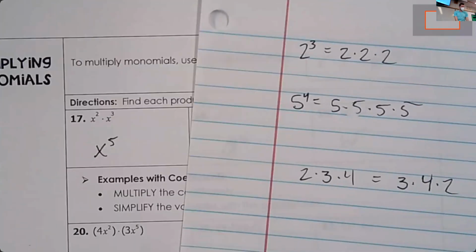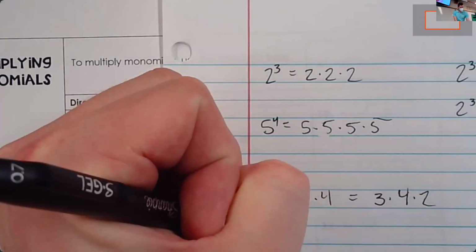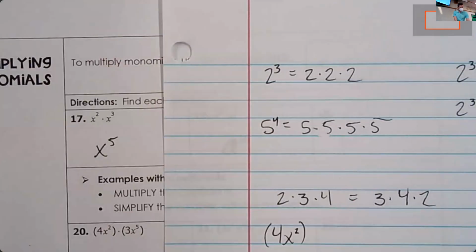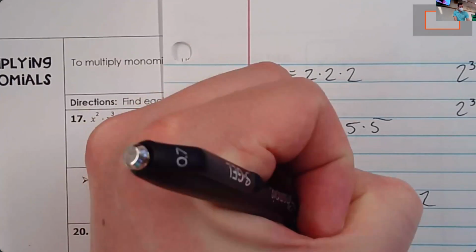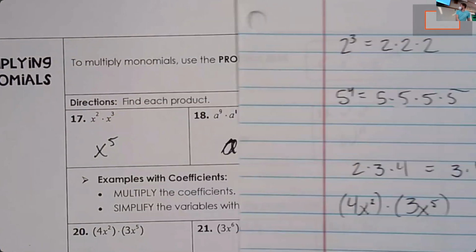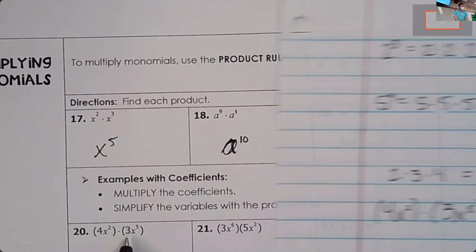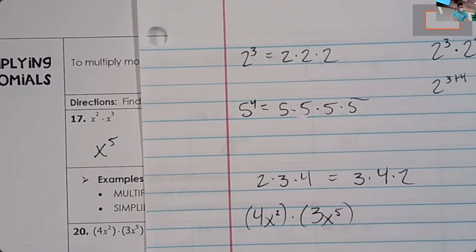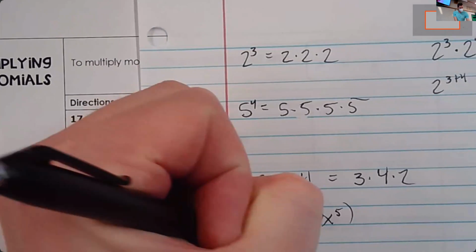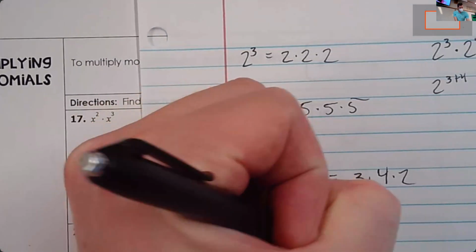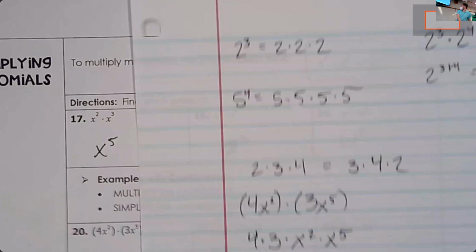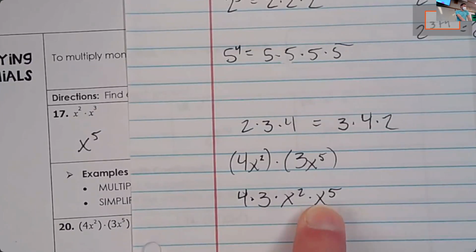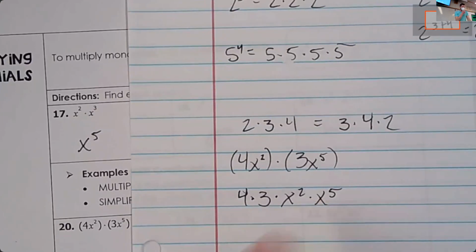So if we have something like number 20, 4x squared times 3x to the 5th, the reason why we're allowed to multiply the coefficients 4 times 3 is because we can rewrite the order however we want. We can say 4 times 3 times x squared times x to the 5th and just rearrange everything. We're not actually going to rewrite it like that, but the reason why we're allowed to just go ahead and multiply the 4 times 3 is because we could rearrange it however we want to make the multiplication work a little bit easier for us.